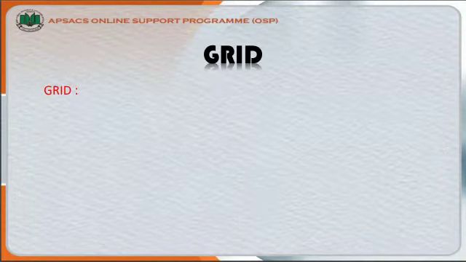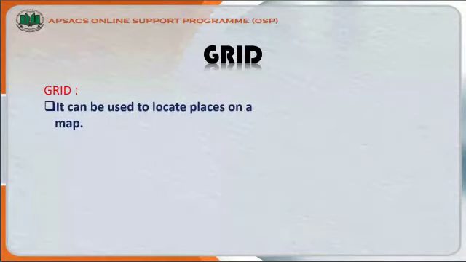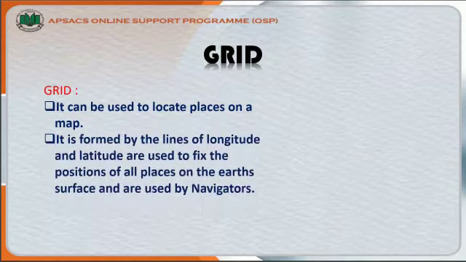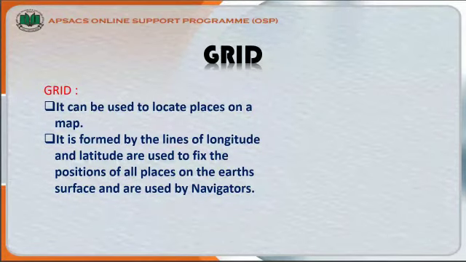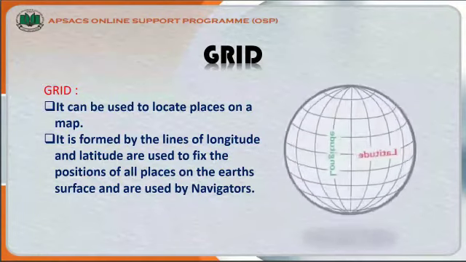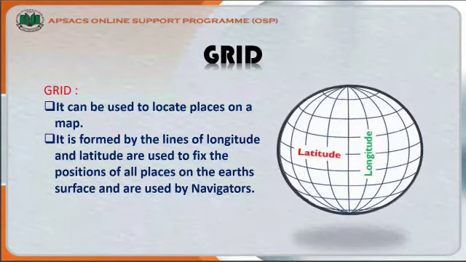Now grid. What is grid? Grid, it can be used to locate places on a map. It is formed by the lines of longitude and latitude are used to fix the positions of all places on the earth's surface and are used by navigators. Yes, diagram shows lines of longitude and latitude. This make grid.